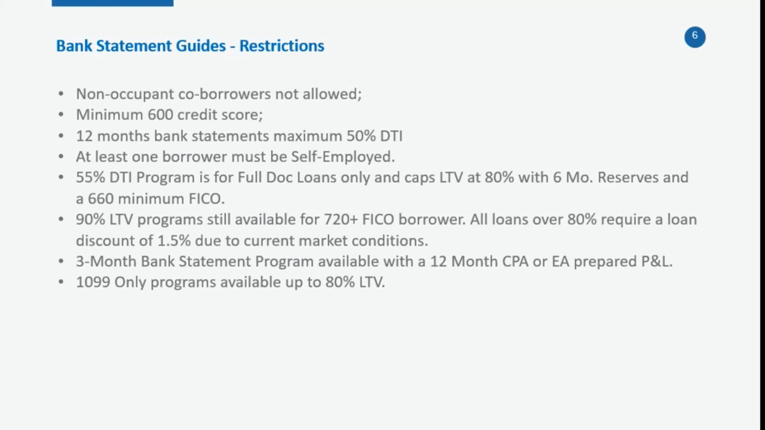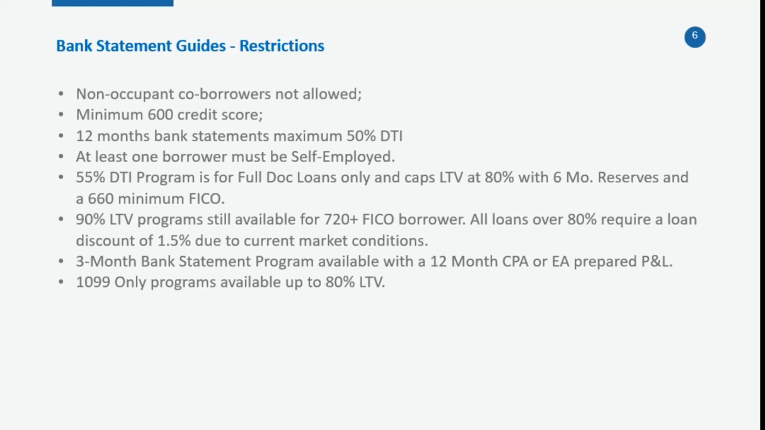Now, the minimum FICOs for bank statements are 600 minimal, okay? And just like credit qualifying on any other loan, their FICO is going to change their interest rate. The lower the FICO, the higher the rate's going to be, okay? Their maximum DTI is going to be 50%. Be careful with that, because sometimes we can ask for exceptions, but we have to have strong compensating factors when we're asking for exceptions on the non-QM side.